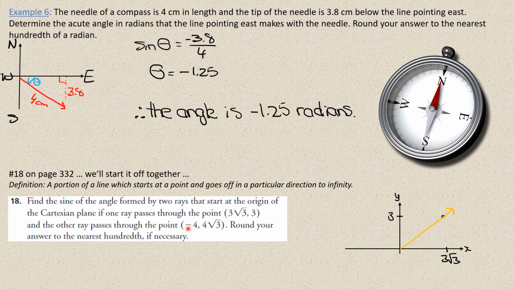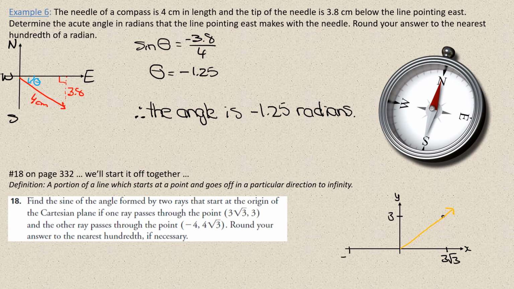The other ray passes through negative 4, 4√3. So that's an x value of negative 4, so it's going to be over here somewhere, negative 4 and 4√3. I don't really know where 4√3 is, but it's positive. It's probably higher than 3. So I'm going to put that point maybe about here. Okay, I'm not going to label this one, but I'll put the negative 4 on.